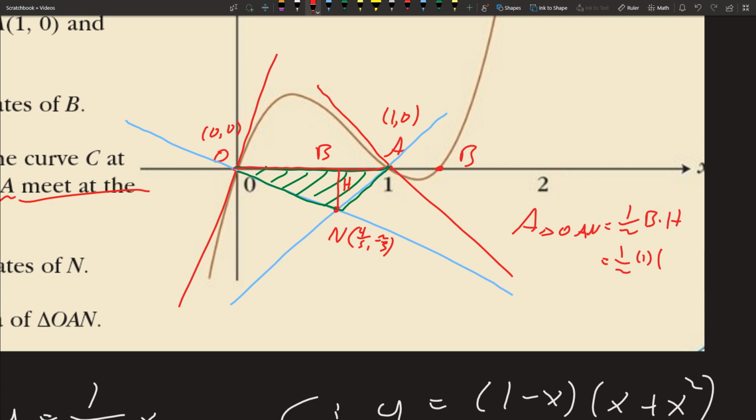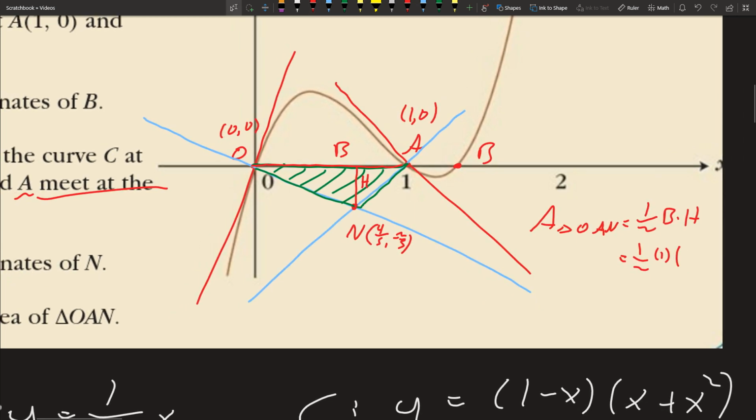And what's the height? Now, this is where you make a mistake. You'll say that the height is negative 2 over 5 because the y coordinate of N is negative 2 over 5. That's wrong because the height will be the absolute value. It's always positive. Right? So the height is 2 over 5, not negative 2 over 5. Computing this will give 1 over 5. So the area is 1 over 5 square units.